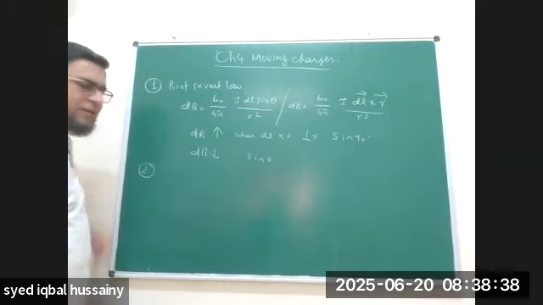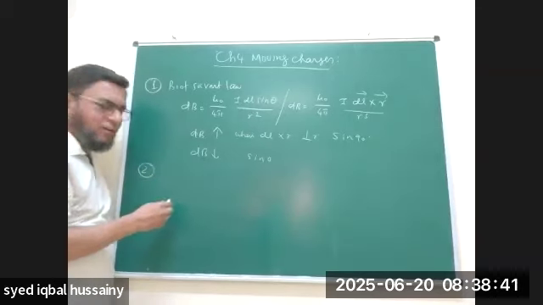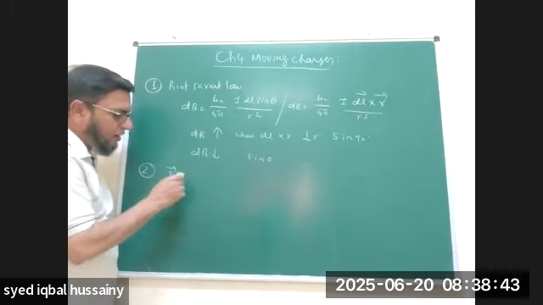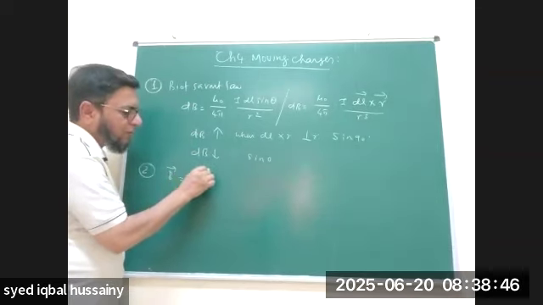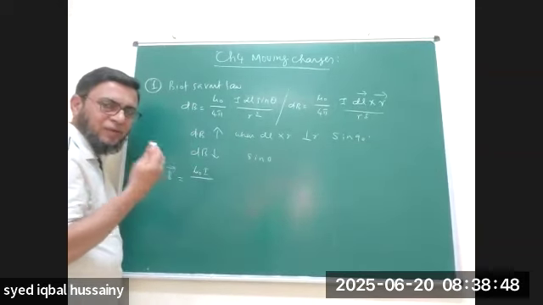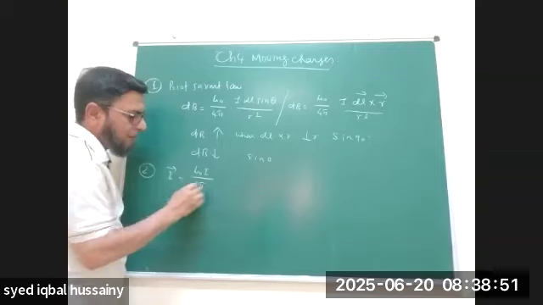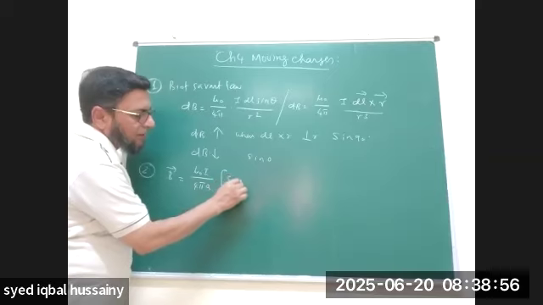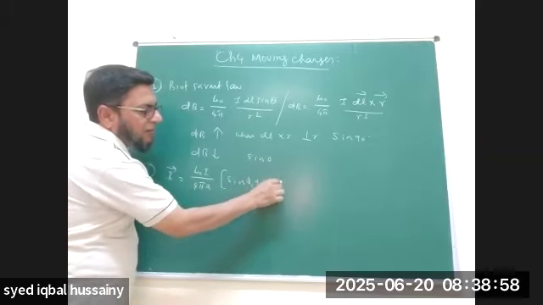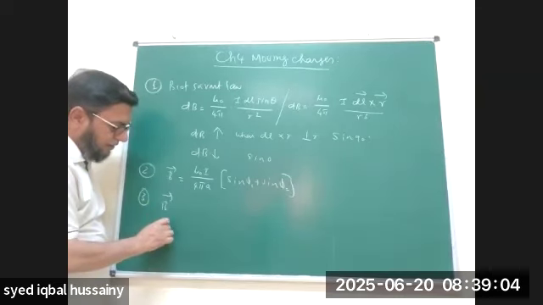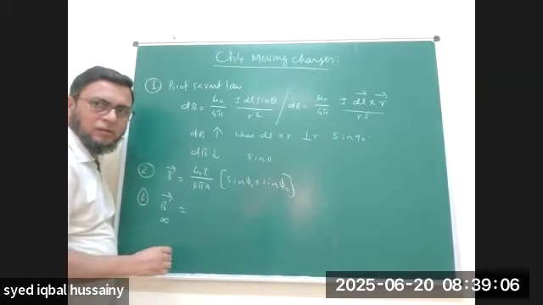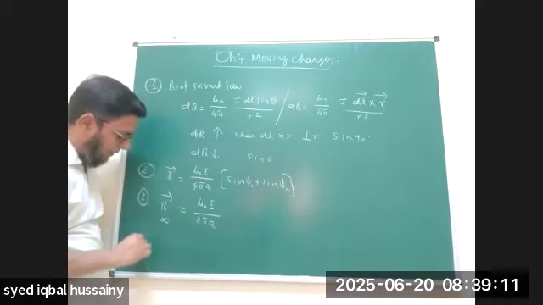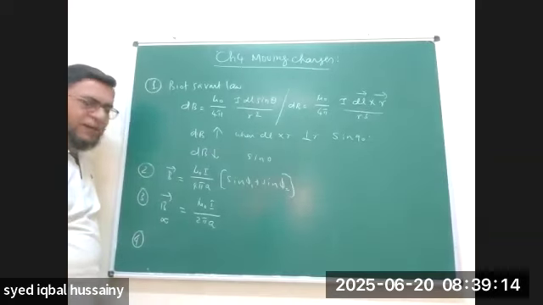And then we have seen, for a straight conductor, what is the magnetic field? Mu naught I by 4 pi a into sine phi 1 plus sine phi 2. And the magnetic field due to an infinite conductor is mu naught I by 2 pi a. Magnetic field due to infinite conductor.